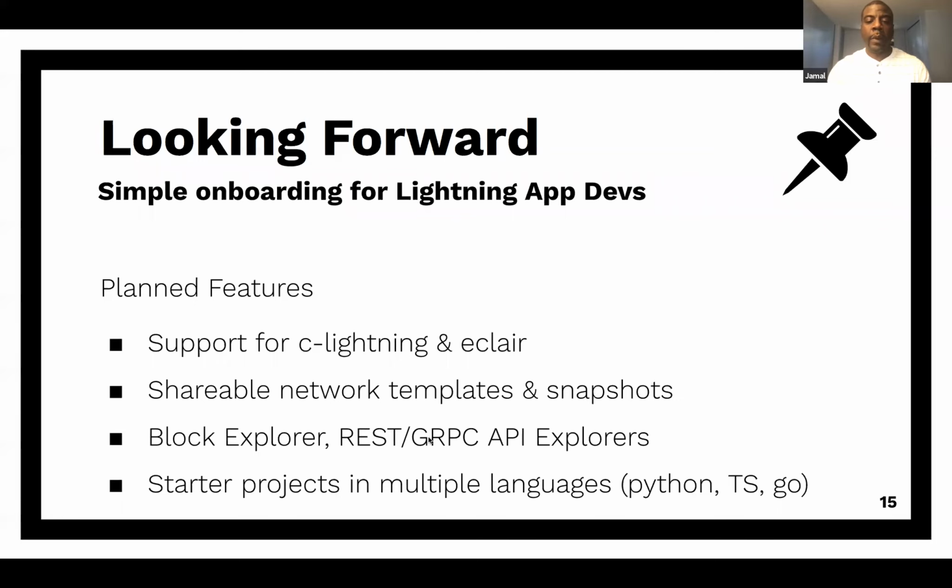I'd love to get some UI-based API explorers, or the Block Explorer, or REST and gRPC explorers, so that you can interact with the full APIs of the nodes without having to go to the command line. And then finally, some starter projects. A common question I could see is, I create a network with Polar. Okay, what do I do now? So I'd like to have some starter projects that say, okay, click here, save this project to your disk, and now you have a Python project which can connect to the nodes you just built in Polar. And I would love to build those in multiple different languages.